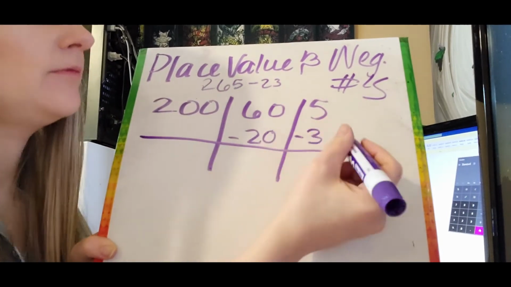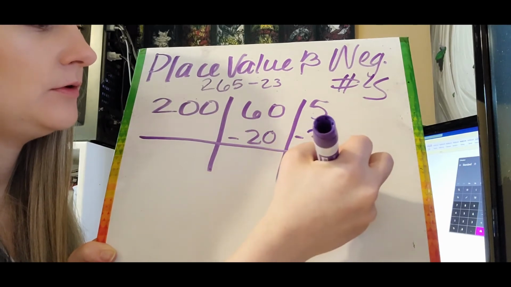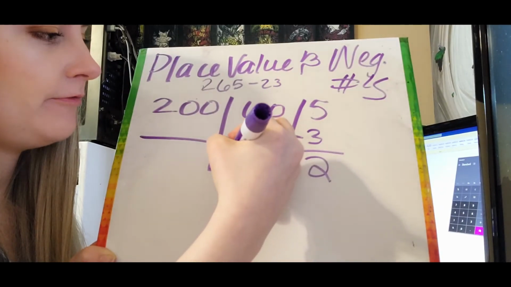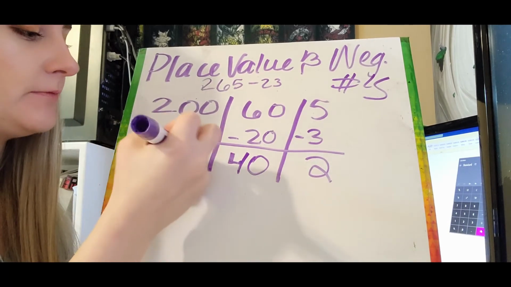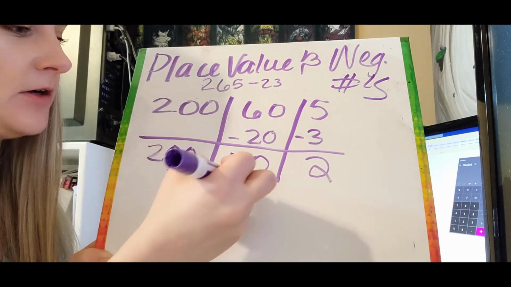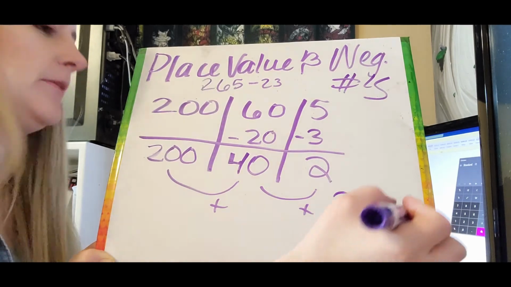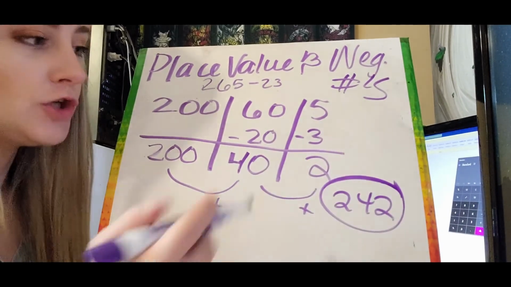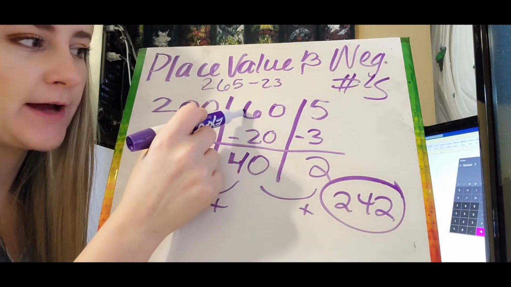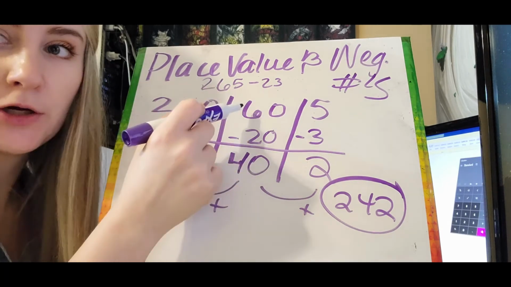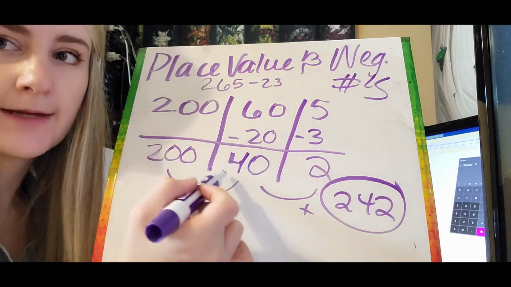Okay, so 5 minus 3 would be 2, then 40, and then 200. Then if we add all of these together, we get 242. And that is our answer. Notice we didn't have to bring the negative down here because what we were subtracting up top was actually bigger, unlike the problems before where the number up top was smaller and we had to bring that negative down.